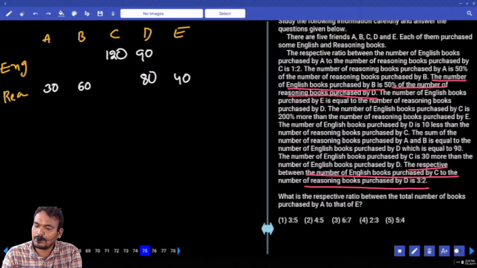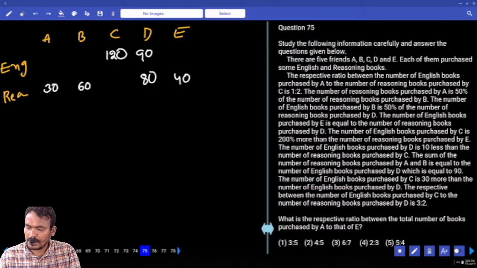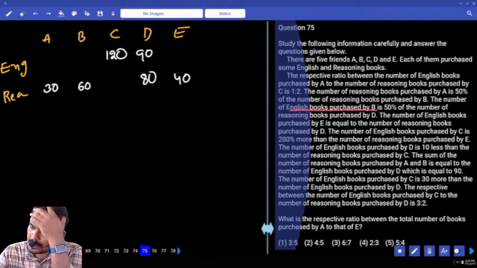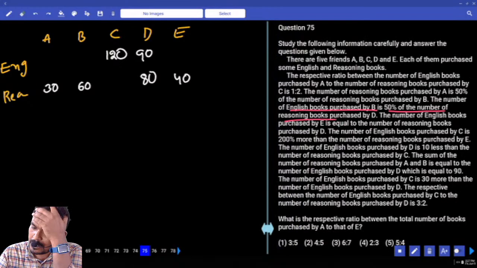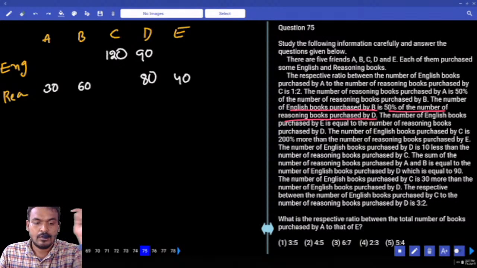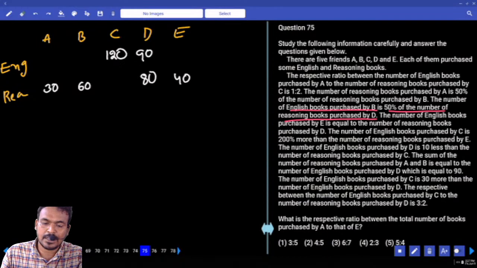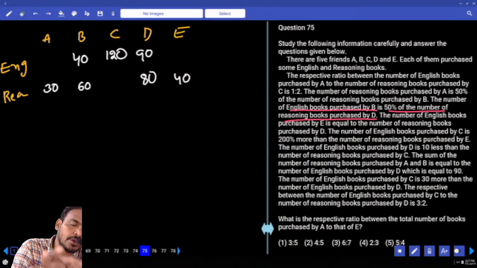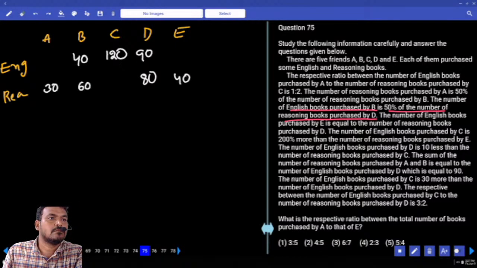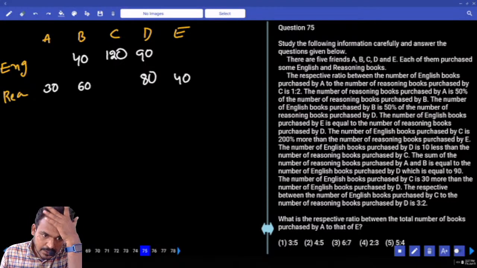Okay. D's reasoning books are 80. D's reasoning books is how much? 80. And English books purchased by B is 50% of which one? Reasoning books purchased by D. What is 50% of 80? 40. That 40 are English books of B, or no? Yes or no? Next. What is the starting line? English of A, reasoning of C.